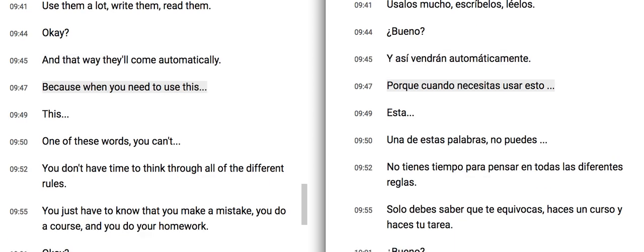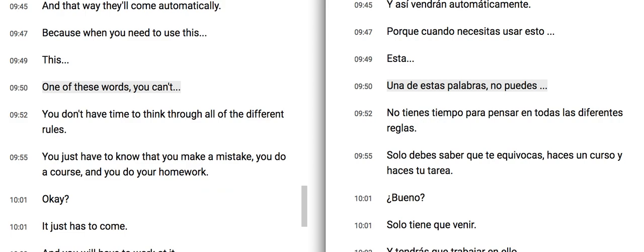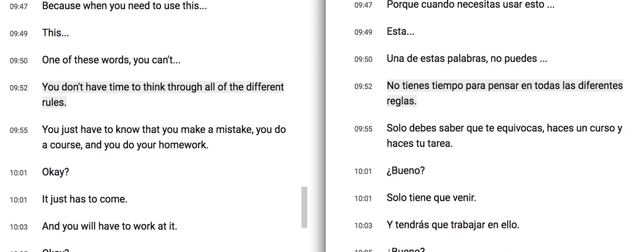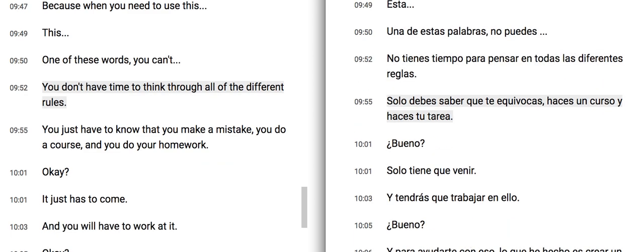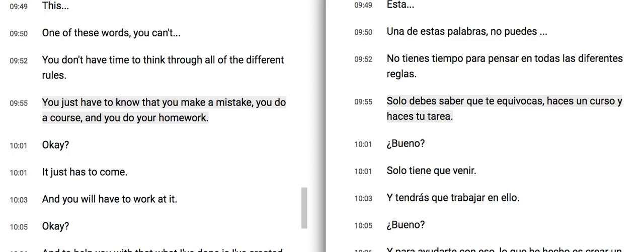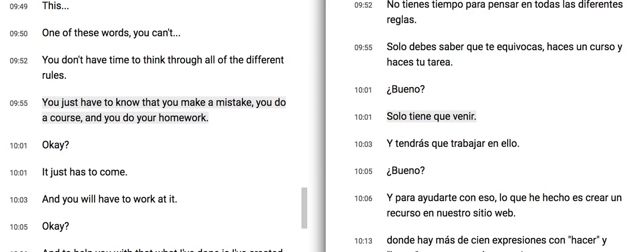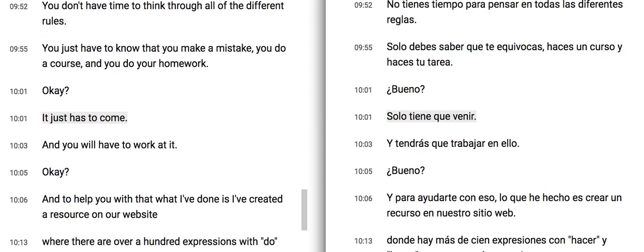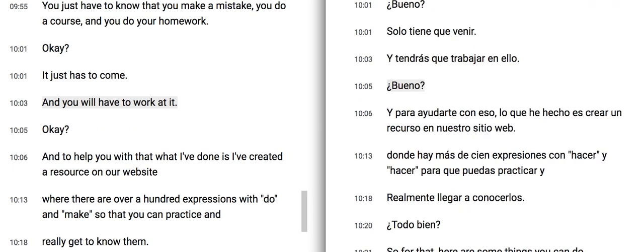Because when you need to use one of these words, you don't have time to think through all of the different rules. You just have to know that you make a mistake, you do a course, and you do your homework. Okay? It just has to come. And you will have to work at it.